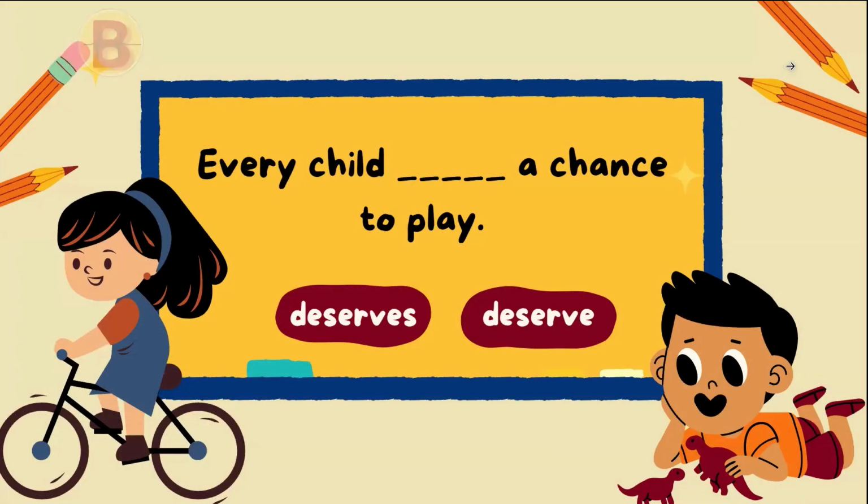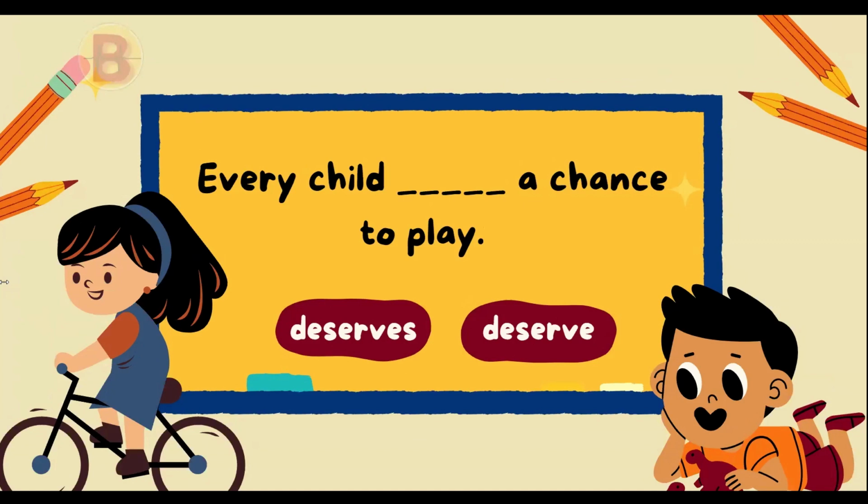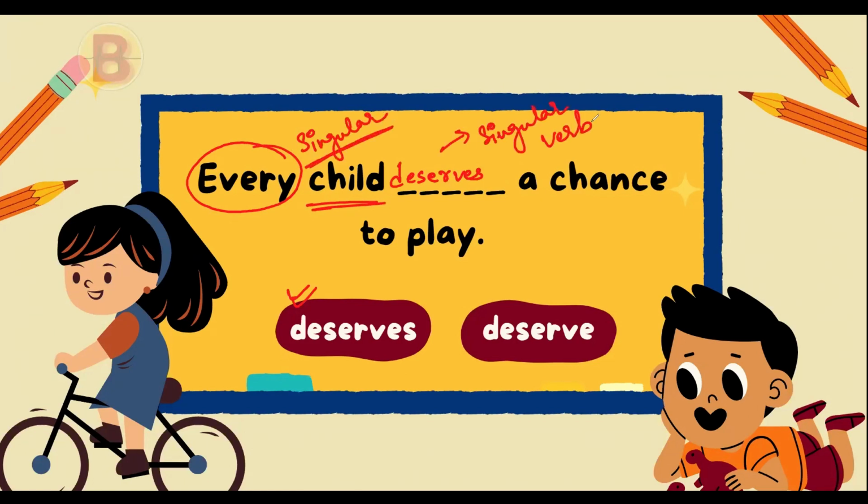Here we are with question number 1 that says, every child dash a chance to play. Is it deserves or deserve? The correct answer is deserves. We are going to use a singular verb here. If you remember, the noun here is child. We are modifying it with the help of the word every. That's why we will consider the subject singular and we will use a singular verb. Let's go to the next question.